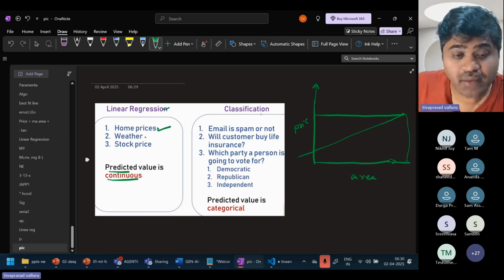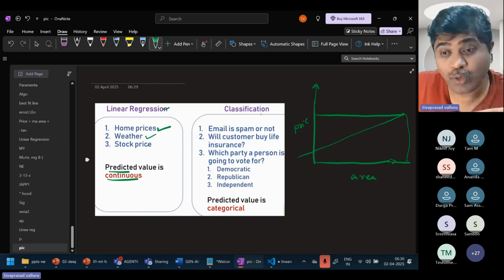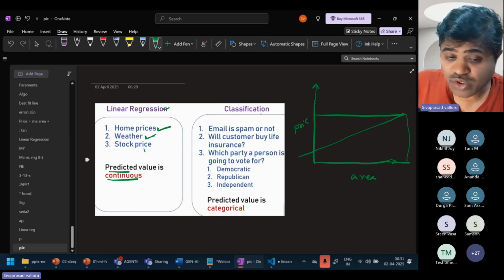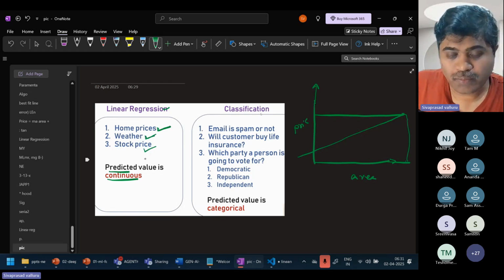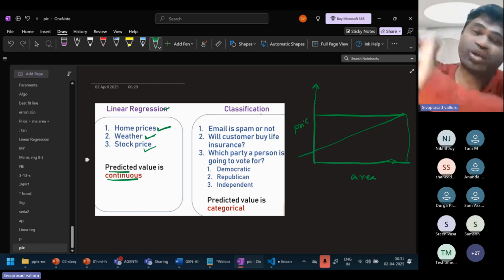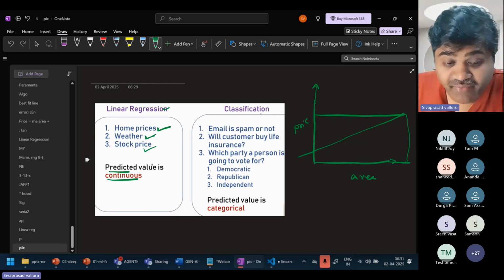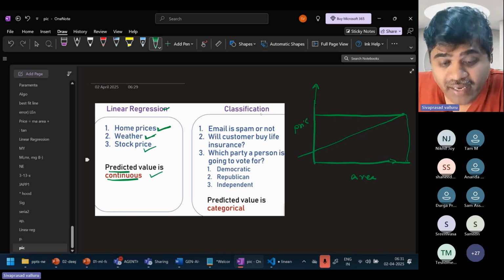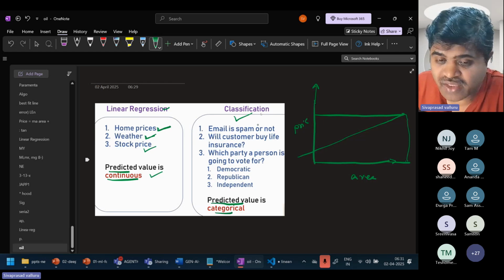For example, weather. If I want to find the weather for today or tomorrow, or maybe after 1 year, I'll be able to predict the weather, or I'll be able to predict the stock prices also. Because I can predict for any future date, if the predicted values are continuous, then we can use linear regression. But if the predicted values are categorical, then I can use classification, binary. This is called a classification problem.